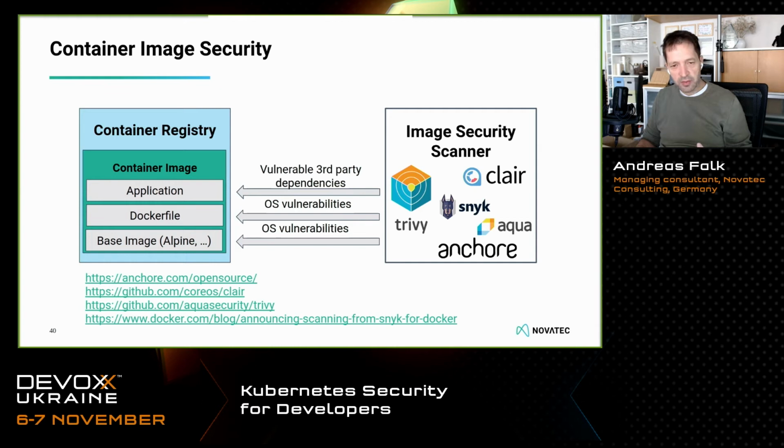It's on 3 different layers, as I might say. It checks for operating system vulnerabilities and also for vulnerabilities in your third-party dependencies that you use in your application. And it checks that on different levels, like, for example, the base image you use, the parts that you add in your Dockerfile, and also for your application.